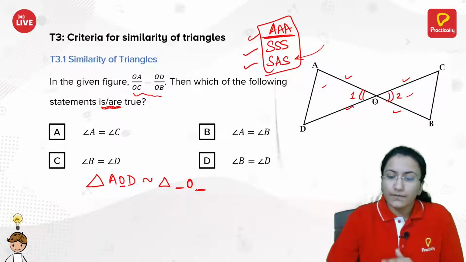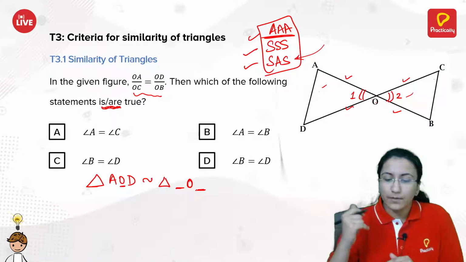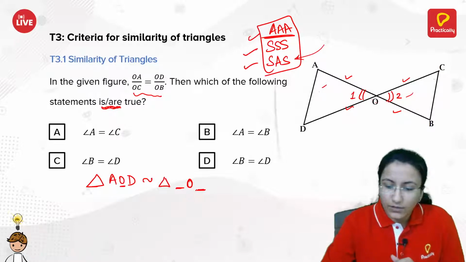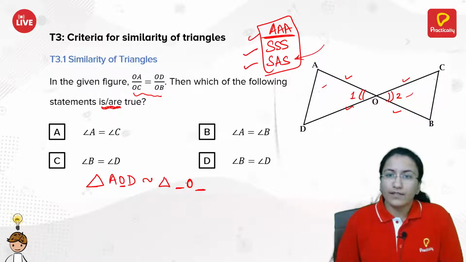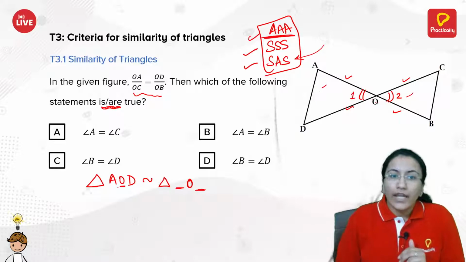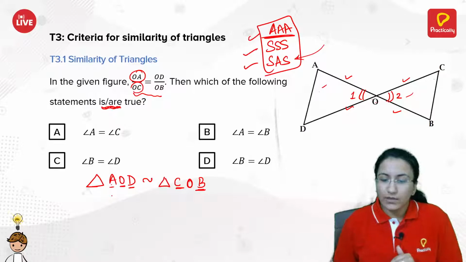No, they are not of the same length. They are in the same proportion. Sherry, you are wrong here. They are not of the same length. They are in the same proportion. In AOD, AO is related with OC. So that means instead of A you will write C and instead of D you will write B. So AOD is similar to COB, right?